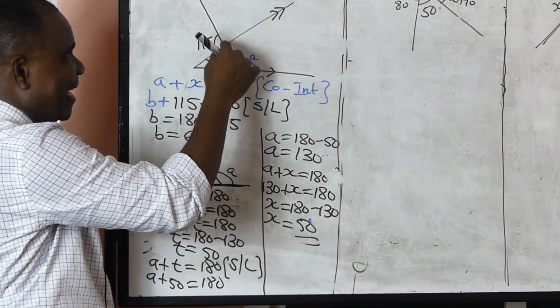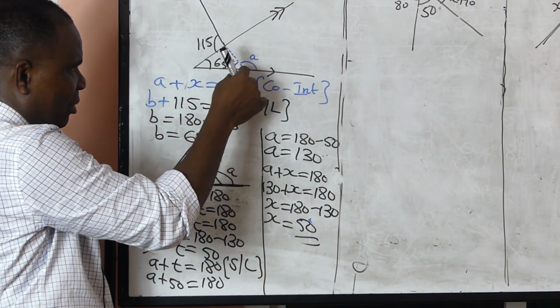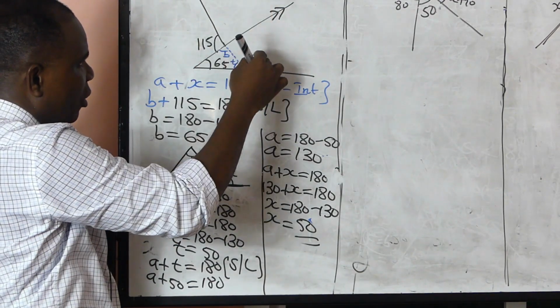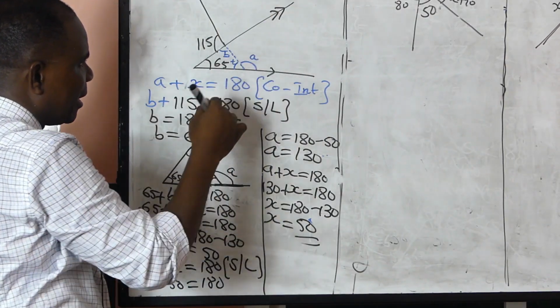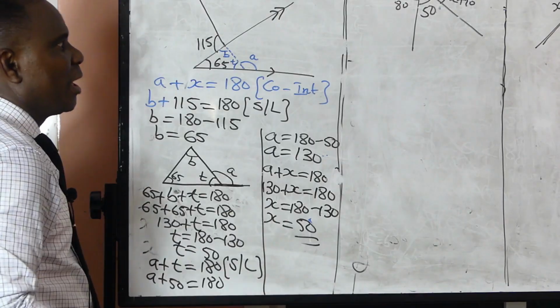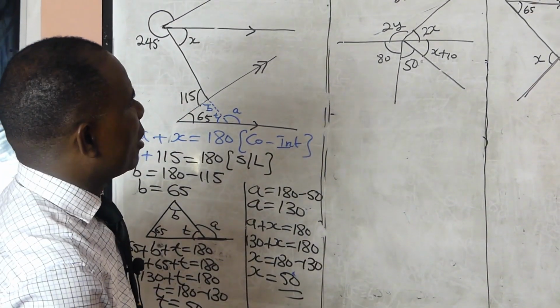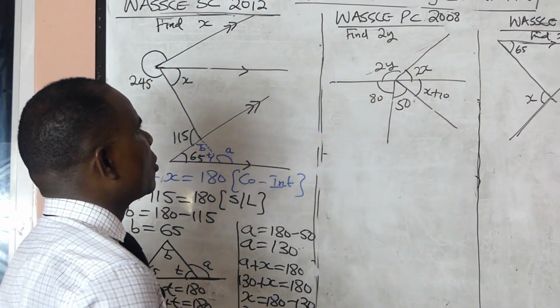So that is one way you can solve for X. I said a line that stops will continue. So what I did, I just continued this line such that it touches here. So I formed a co-interior angle between X and A. X plus A will give me 180. That's the co-interior angle. So that is how you can find X. There are other ways you can find that X, but let's just use this way and go to the other question. So we check this out.